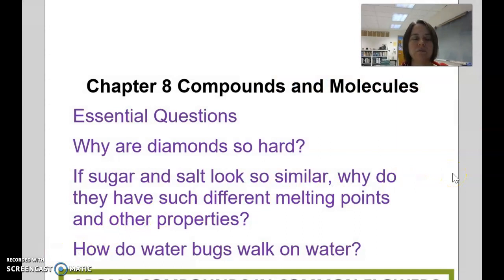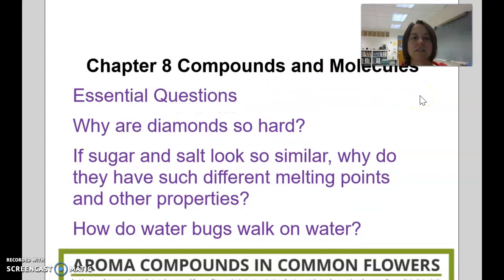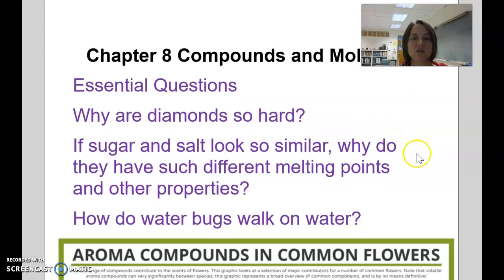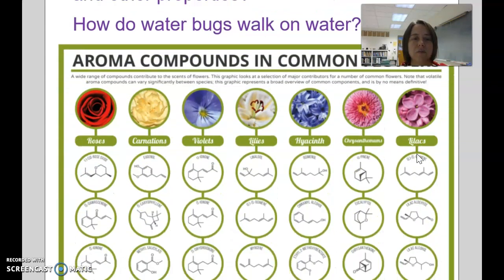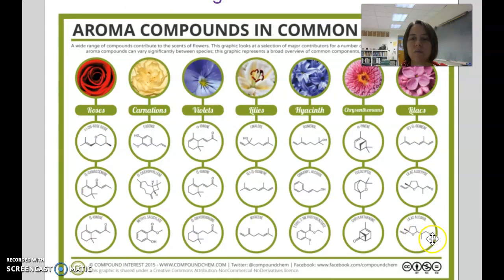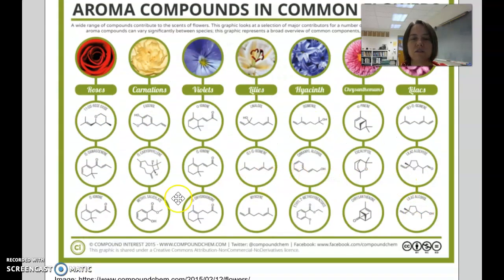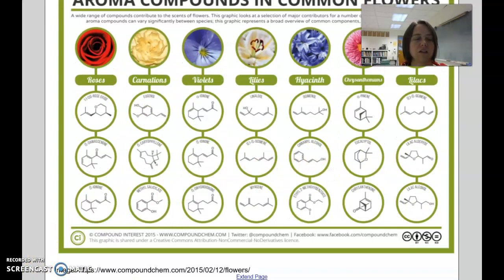So Chapter 8, and please write this down in black, is Chapter 8, Compounds and Molecules. Some things you should be able to answer by the end of the chapter are: why are diamonds so hard? If sugar and salt look so similar, why do they have such different melting points? And why do they have different other properties? How do water bugs walk on water? And here are some chemicals, some compounds that are found in flowers, just for a fun thing to think about and look at.